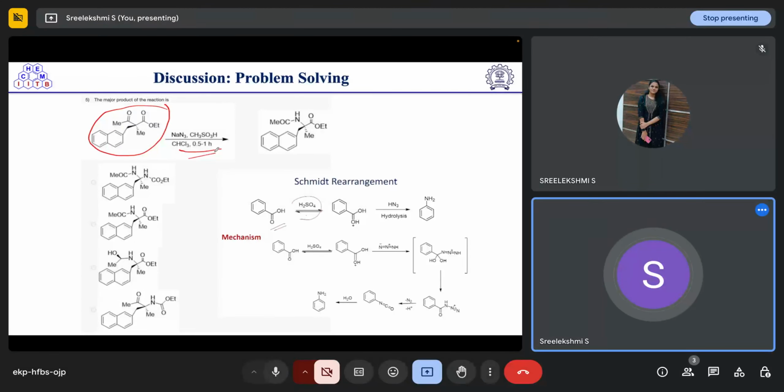Then what is happening is that this methyl group is basically migrating over this center, and this bond is shifting over here.